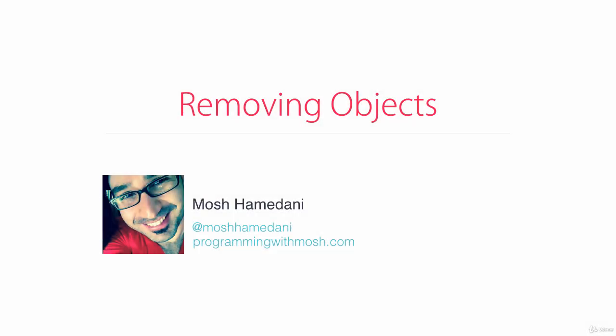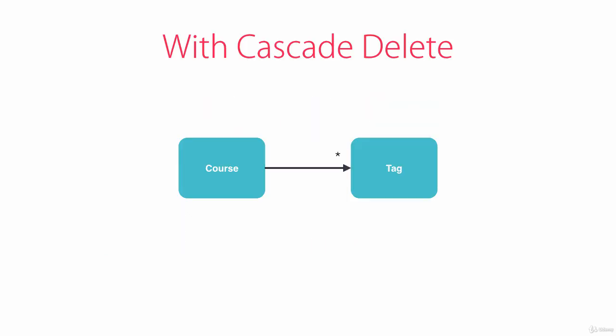Okay, now let's see how to remove objects using Entity Framework. So I'm going to walk you through two scenarios. One with Cascade Delete and another without Cascade Delete. So courses and their tags. Here we have Cascade Delete turned on.